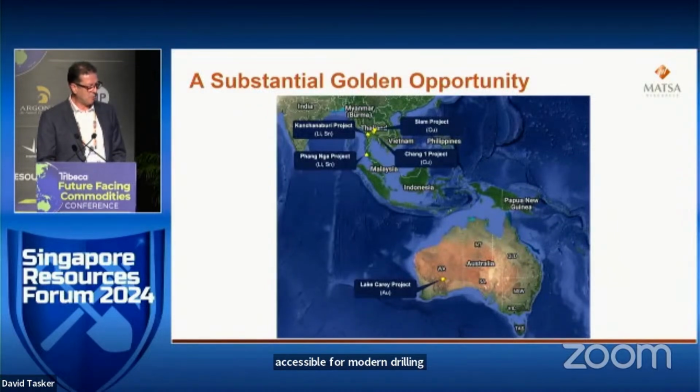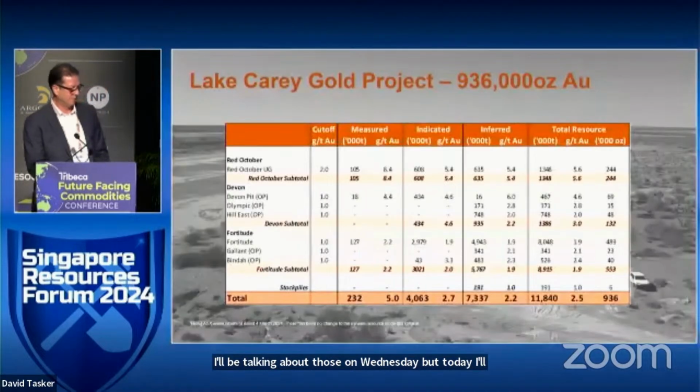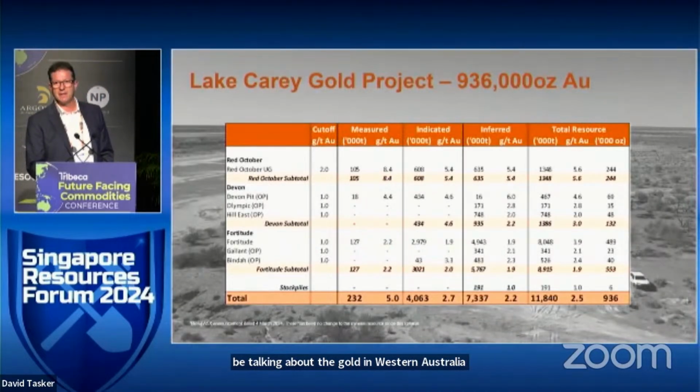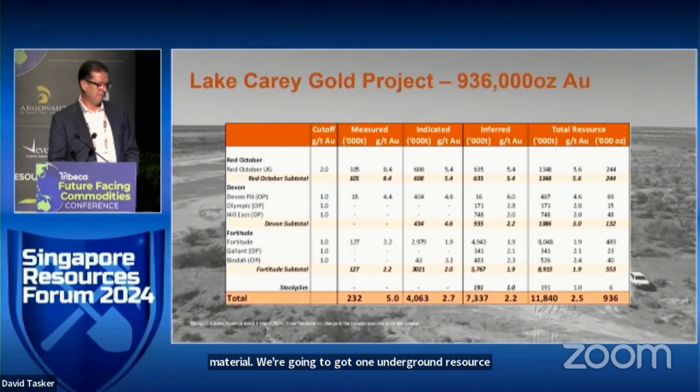So as I mentioned before, we're a gold company with a lithium twist. We've got copper and lithium assets in Thailand. I'll be talking about those on Wednesday, but today I'll be talking about the gold in Western Australia. 936,000 ounces, just shy of 1 million ounces. Pretty confident the next drilling program will take us over the 1 million ounce mark at 2.5 grams, which is pretty healthy, considering nearly everything there is open pittable material. We've only got one underground resource, which is associated with the Red October gold mine.